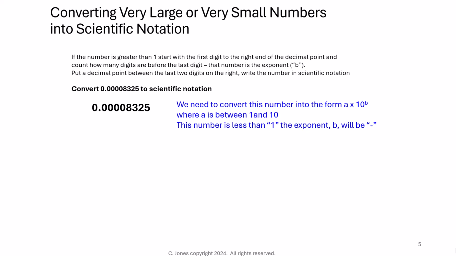We want to keep in the format of a times 10 to the b, where a is our number between 1 and 10. And again, this is going to be 8.325, but our number 0.00008325 is less than 1, so the exponent has to be a negative number. So again, we're just going to move the decimal point till we get to the 8.325, a number between 1 and 10. And we're going to count the number of times we move it. So that's one place, right? There's our decimal, move it again. That's our second place, right? There's our decimal, move it again. That's our third place. Okay, move it again. That's our fourth place, all right? And move it again. That's our fifth place.